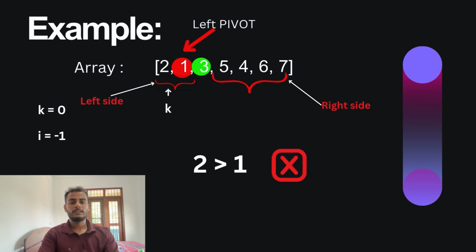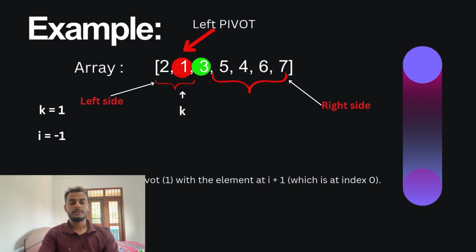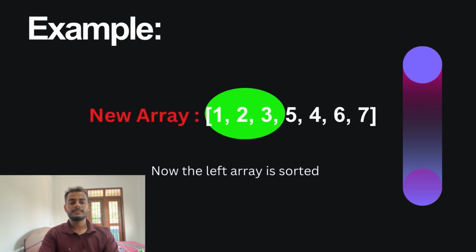Start with I equals minus 1 and k equals 0. K equals 0, element 2 is greater than the pivot 1. No swap, just move the k. Swap the elements at I plus 1 equals 0 and k equals 1. Now the new array is 1, 2, 3, 5, 4, 6, 7. The left part is now sorted.